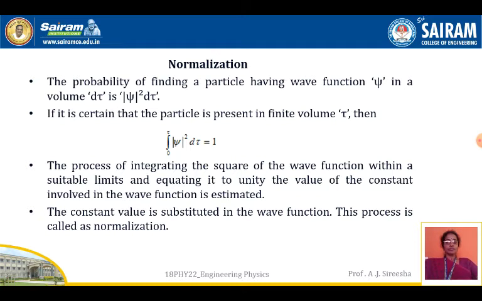So here, if a particle is present, if it is certain, we know that there is a particle, the probability will be 1. If it is certain that the particle is present in a volume tau, here itself we are giving a statement that it will be there in the volume tau, so the integral from 0 to tau of mod psi whole square d tau is equal to 1. That means it is there.